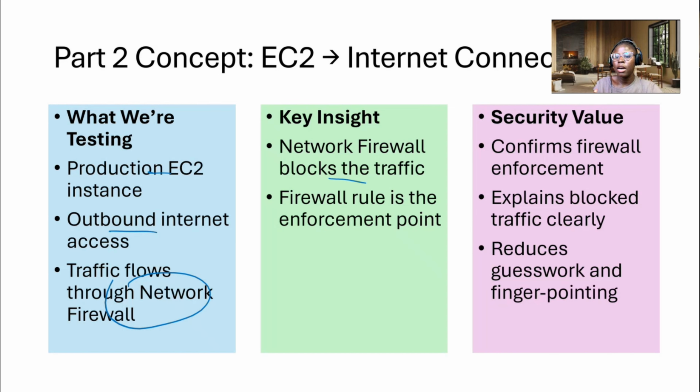And the security value you're getting with the VPC Reachability Analyzer is that instead of just saying this firewall is blocking something, you can say this specific rule is blocking our specific flow. So we're just trying to reduce any guesswork, any finger pointing in that case. So let's go ahead and try that.